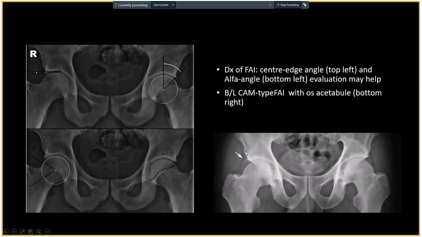So multiple features. Another important evaluation is something called the center edge angle, where you can just draw lines through the femur, find the center, and then construct a line to the lateral aspect of the acetabulum. That should give you an angle. Typically the normal angle is anything between 19 degrees to about 35 or 38 perhaps. Any over coverage or shallowness of that acetabulum is going to be abnormal.